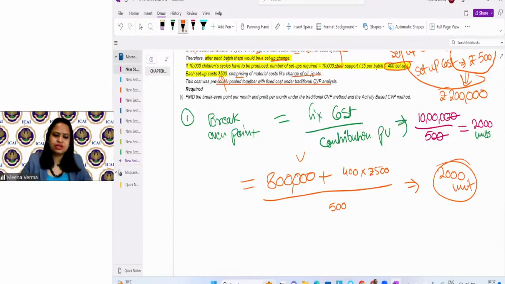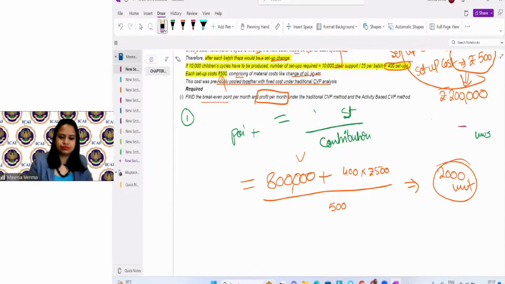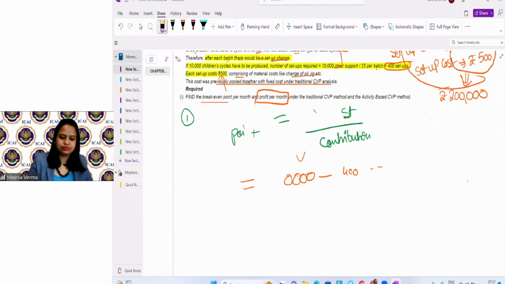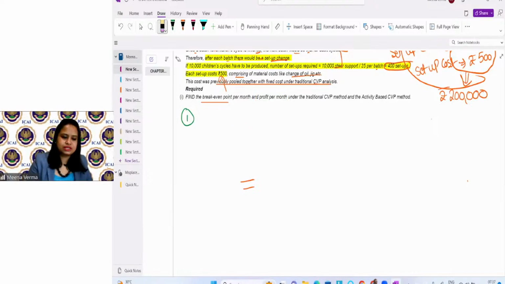Okay. Now what else, ma'am? First they asked you to find the break-even point. We have calculated. Then they are asking you to find the profit per month. So let's find the profit in both the cases.